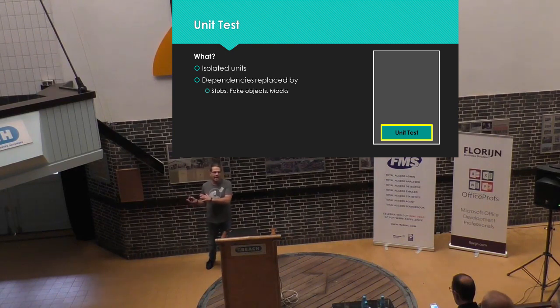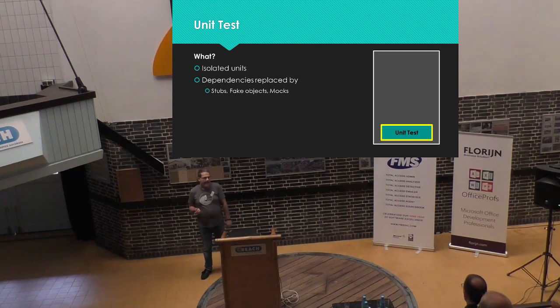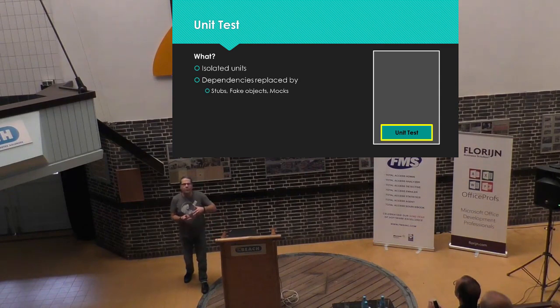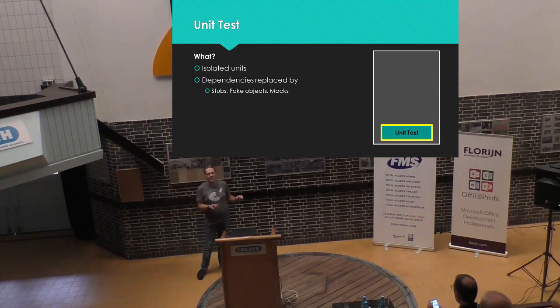That does apply to Access as well, but a unit is characterized as being independent of, or at least as independent as possible of, external stuff around it. So in Access, a unit could also be a function or a procedure. And it's only important that dependencies are removed or replaced by something else. In other languages, you would use stubs or fake objects or mocks to abstract dependencies away.